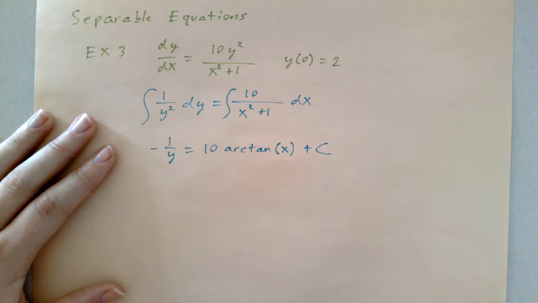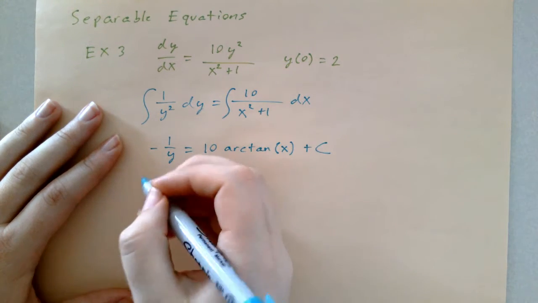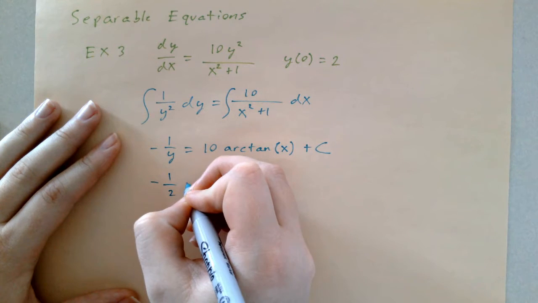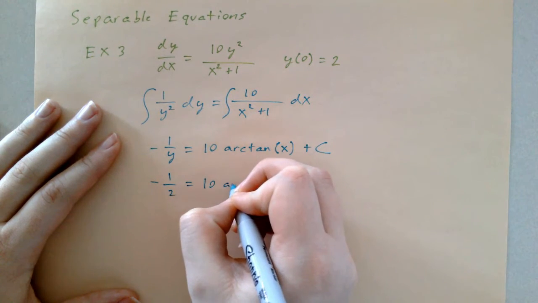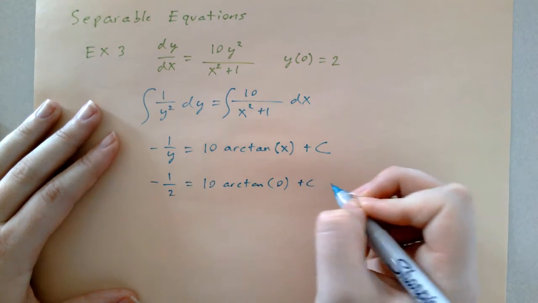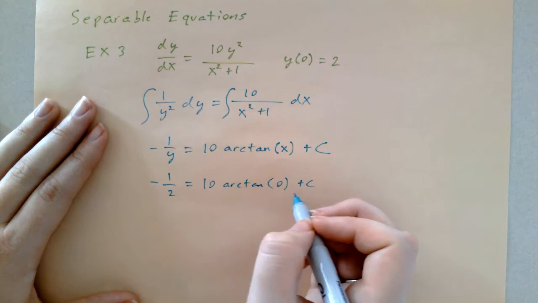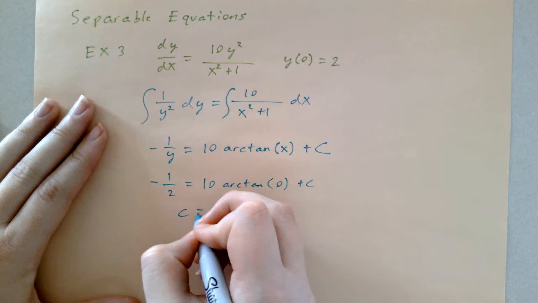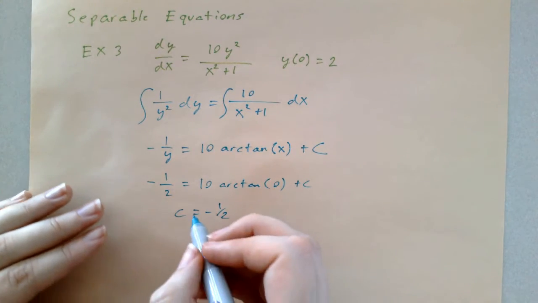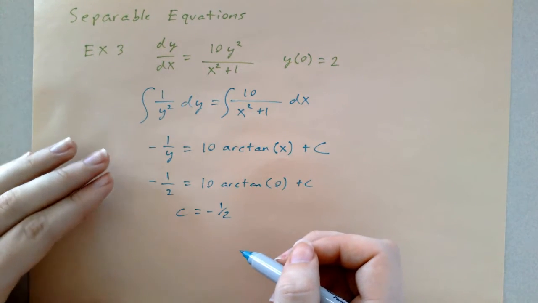You can do it either way, it just depends on what the equation looks like and what you think is going to be easiest. So we'll start by plugging in y, which is 2. We have 10 times the arctangent of 0 plus c. The arctangent of 0 is 0, so c is negative 1/2. Now we can plug this back in for c and isolate y.